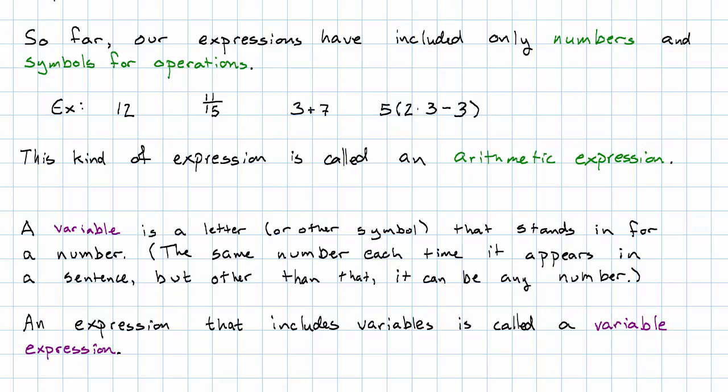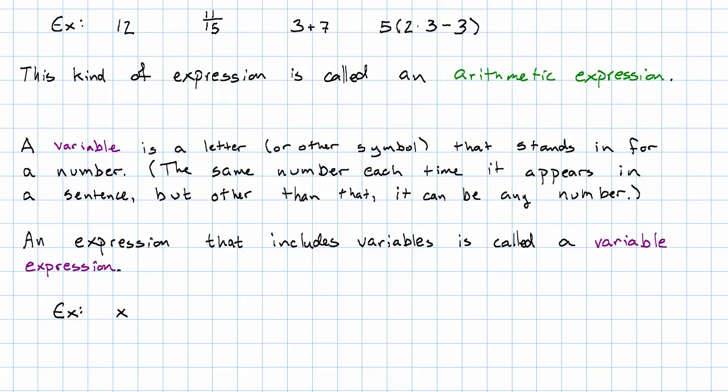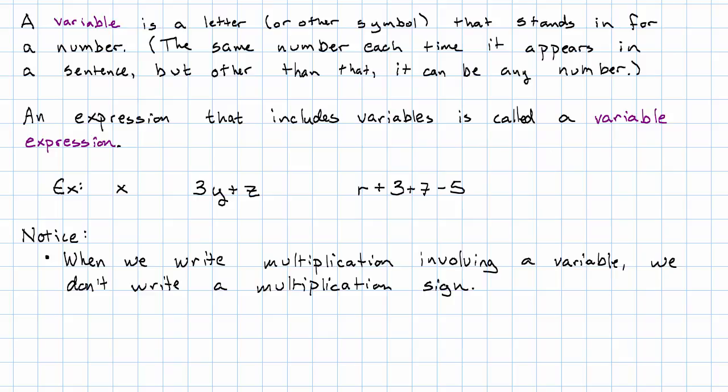So here are some examples of variable expressions. We might just have a single variable by itself. We might have an expression that looks like this, 3y plus z. We might have variables and then also some arithmetic. Things to notice in these variable expressions. When we write multiplication involving a variable, we don't write a multiplication sign. So when I wrote 3x, that means 3 times x.